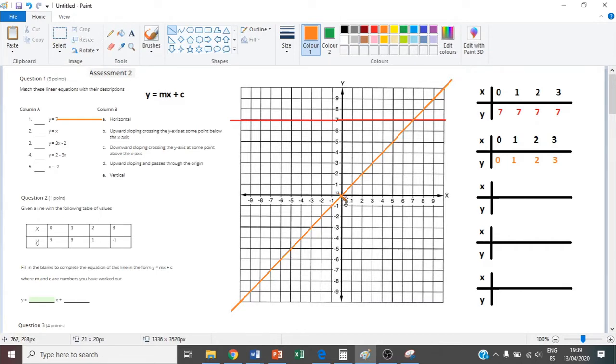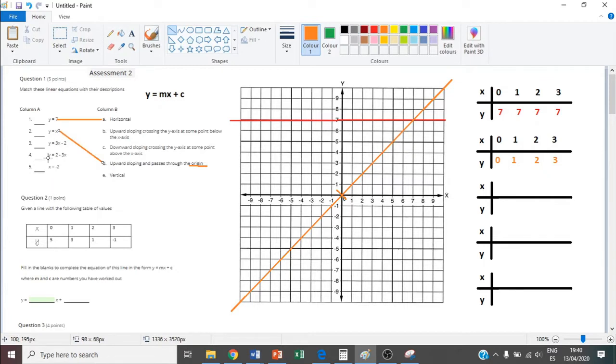That point 0, 0 at the x-axis, we call that the origin. Okay, so that is this one here. There we go, the origin. And I'll go ahead and join those up. Upward sloping line crossing through the origin.